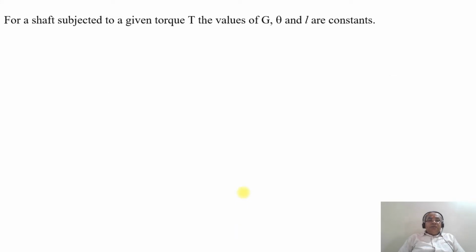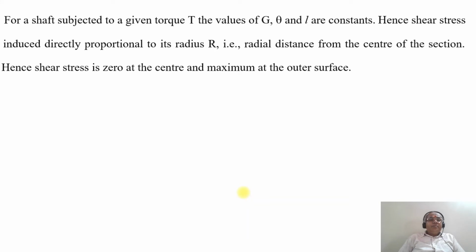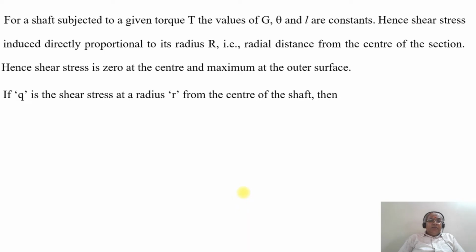For a shaft subjected to a given torque T, the values of G, theta and L are constants. Hence, shear stress is directly proportional to the radius R, which is the radial distance from the center of the section. Hence, shear stress is 0 at the center and maximum at the outer surface. If small q is the shear stress at radius small r from the center of the shaft, then tau by capital R will be equal to G into theta by L, which will be equal to small q by small r, which we call equation 4. From this, we can derive the torsional equation.